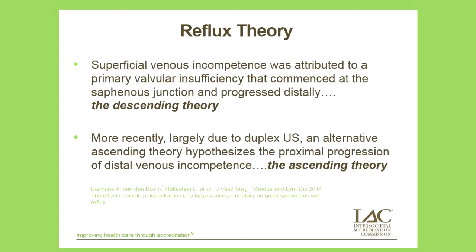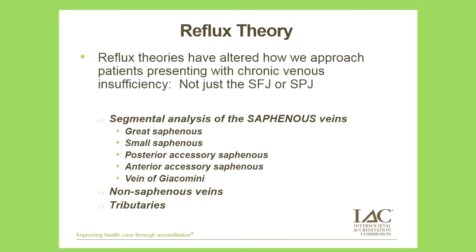So many physicians are doing what's called ASVAL, a way of just taking out the large tributaries while preserving the saphenous. There are many claims that the saphenous vein might return to normal findings, but not if it's at the terminal valve. So reflux theories have really altered how we approach patients presenting with chronic venous insufficiency, because we don't just look at the saphenofemoral junction or the saphenopopliteal junction. We know we have to do a segmental analysis of the saphenous veins, including the great, small, posterior accessory, and anterior accessory. These are the 5 saphenous veins listed here.